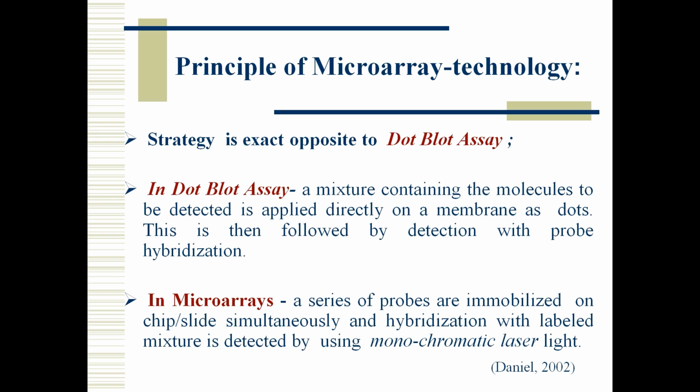Coming to the principle of microarray technology, the strategy is equal to a dot blot assay. In a dot blot assay, a mixture containing the molecules to be detected is applied directly on a membrane as dots. This is then followed by detection with a hybridization probe. In microarrays, a series of probes are immobilized on chip slides simultaneously, and hybridization with the labeled mixture is detected using monochromatic laser light. That is how it is detected.